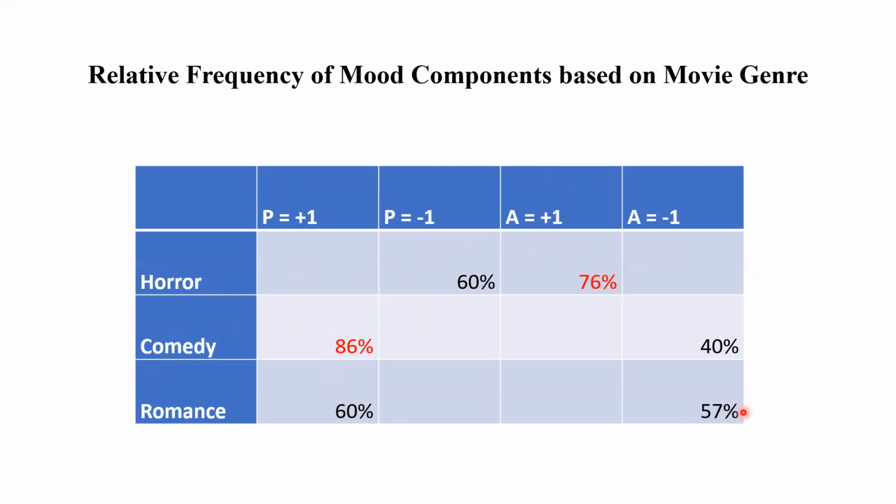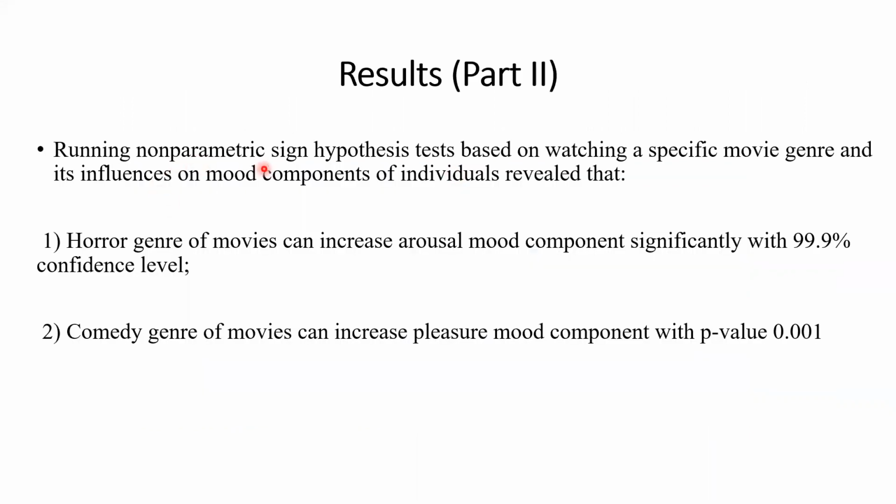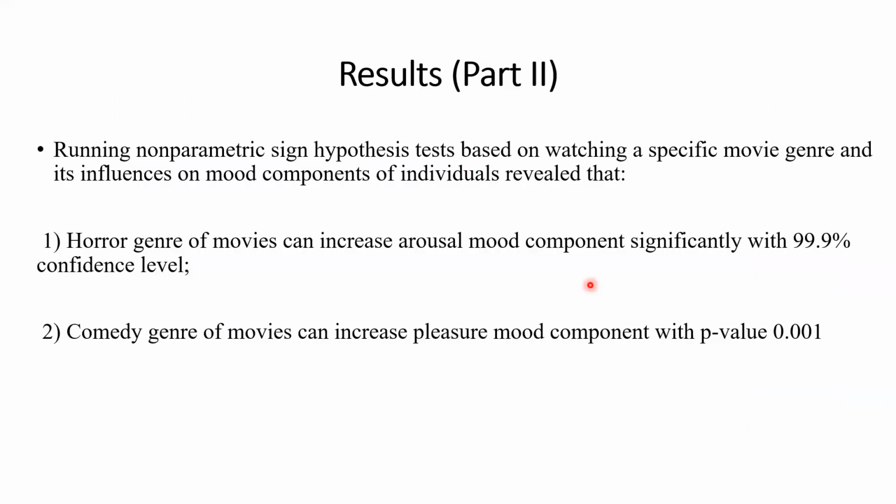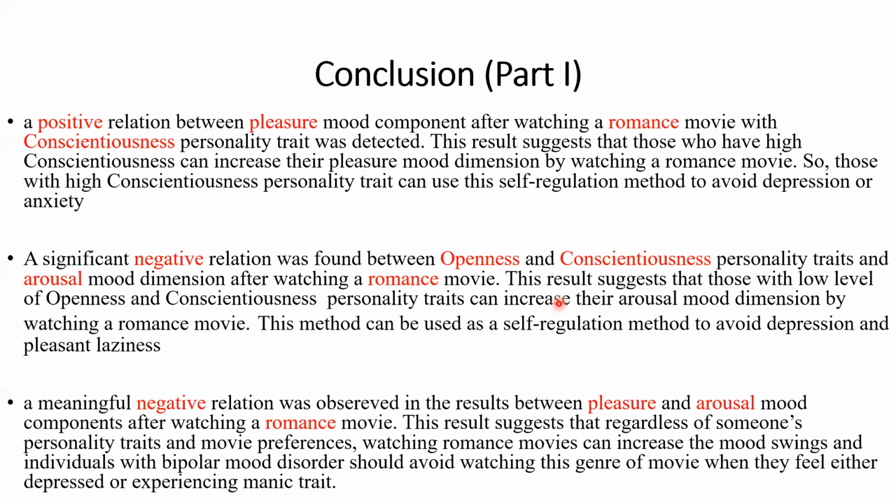Now comparing all of these values and also using the non-parametric sign hypothesis test, I found out that these two results are significant. The p-value for that was 1/1000. So what I found from that result was that the horror genre of movies can increase the arousal mood component, and the comedy genre of movies can increase the pleasure mood component. That's what the result showed me.